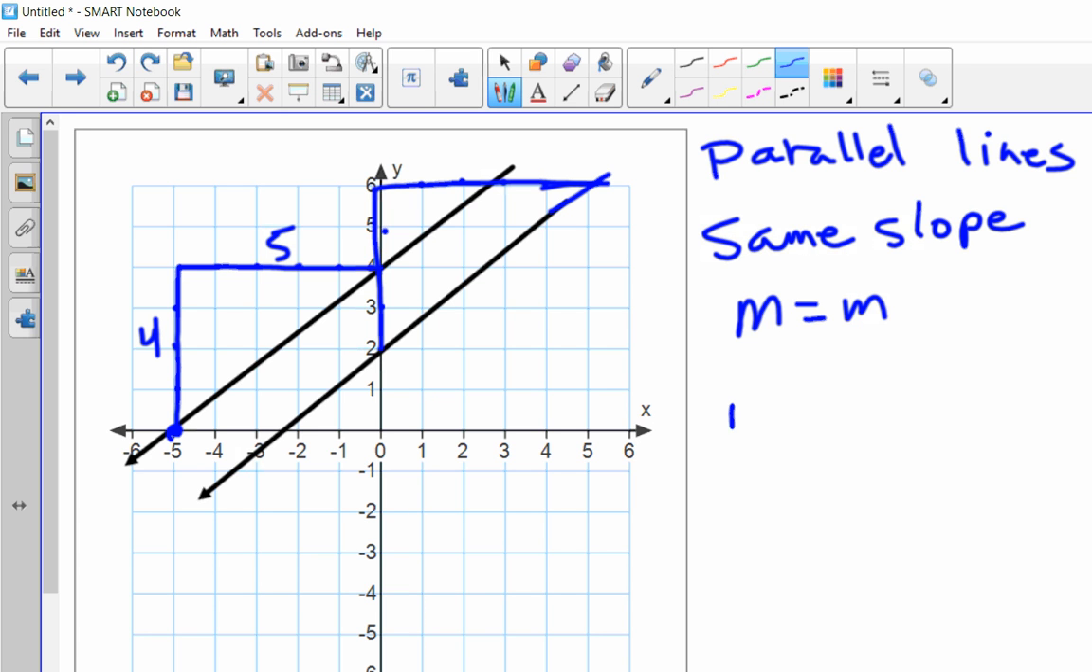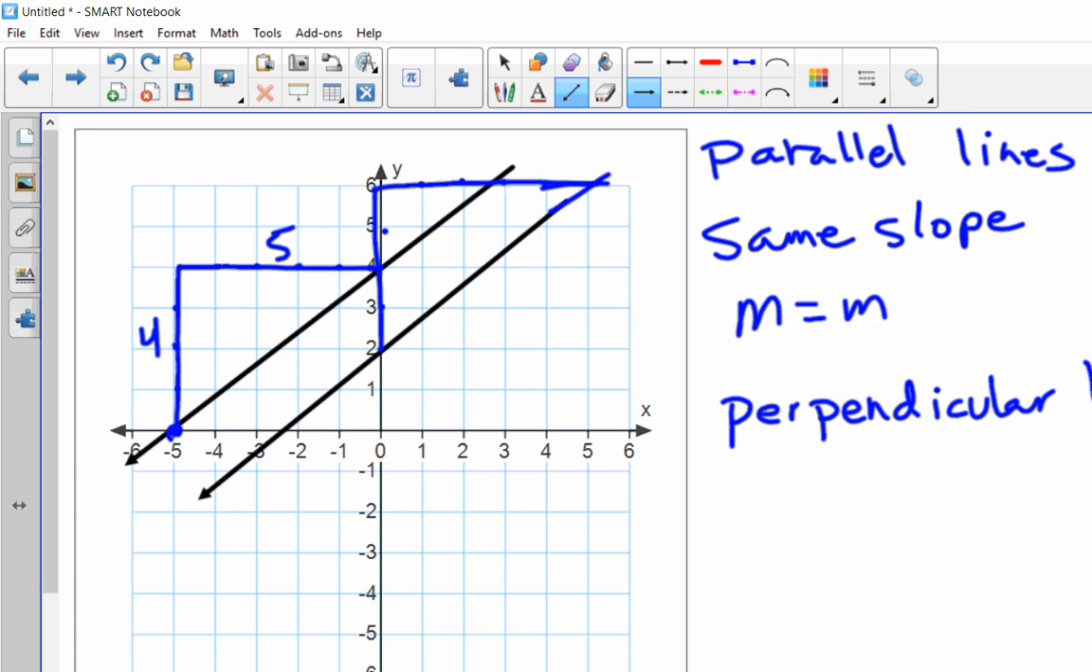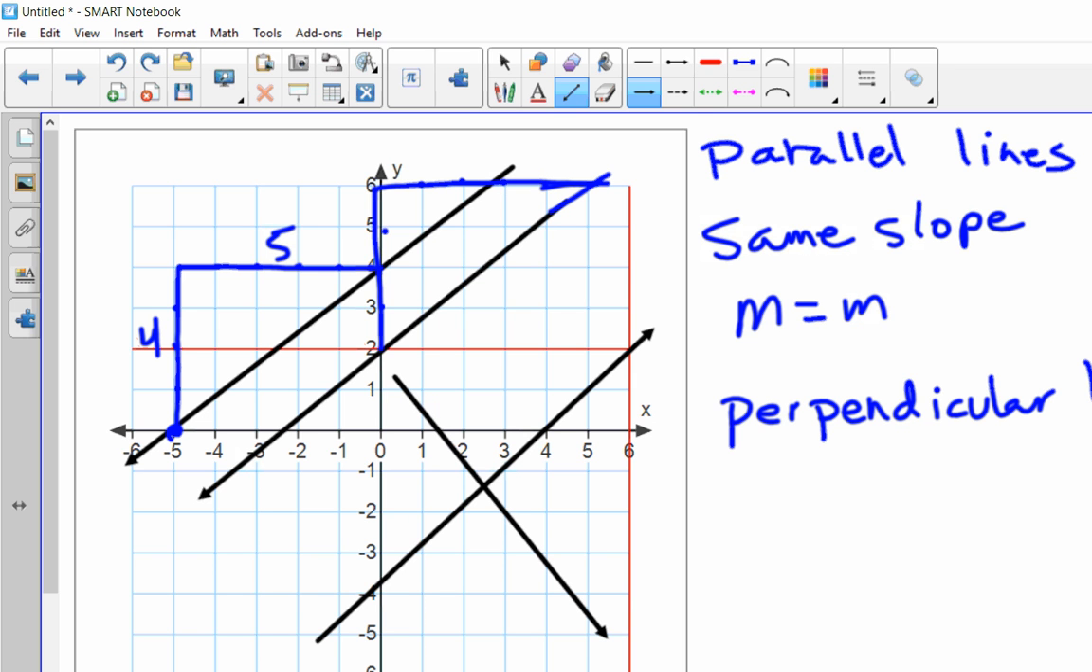Perpendicular lines are going to be two lines on a graph where I got one line here and I've got a second line that's actually going to intersect it now. And when they intersect, they're going to intersect at right angles. So remember, that's 90 degrees.